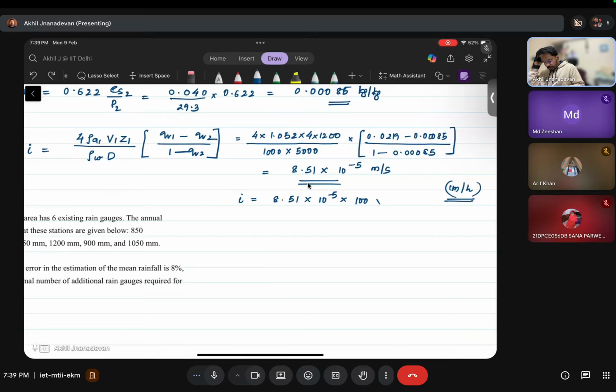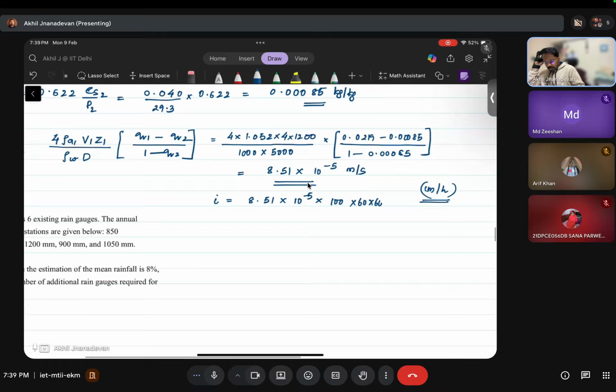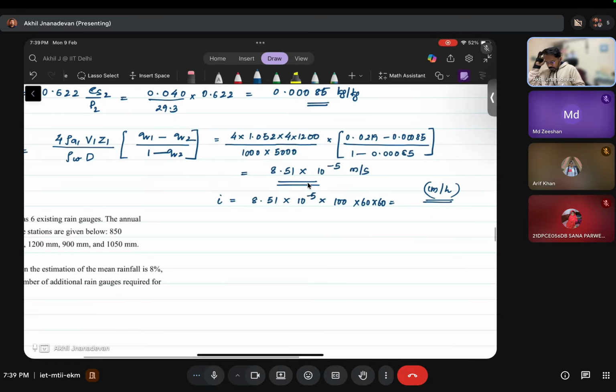So per hour means that if this much happens in 1 second, in 1 hour more quantity will happen, right? So we have to multiply it by 60 × 60, that is 60 seconds into 60 minutes, which will be 1 hour. So that will be equal to 30.64 centimeter per hour.